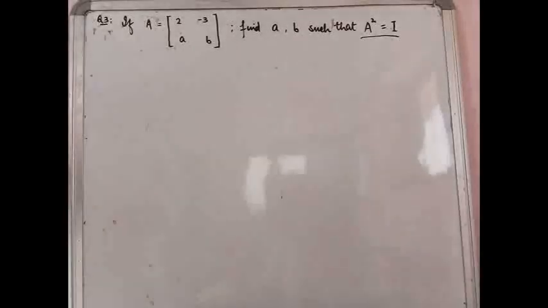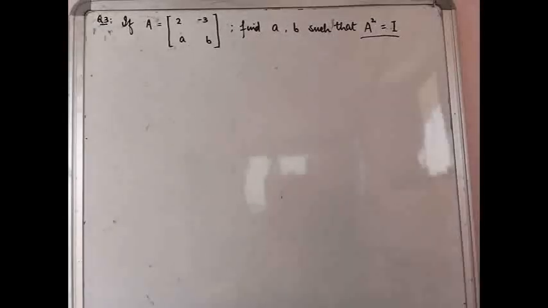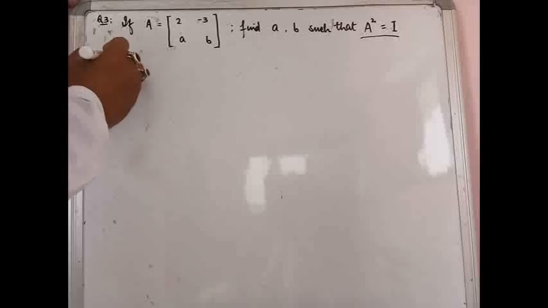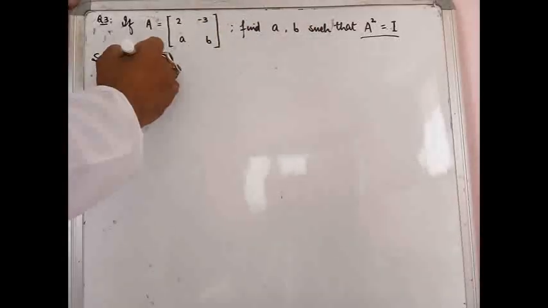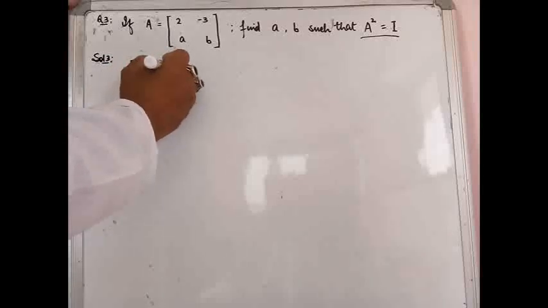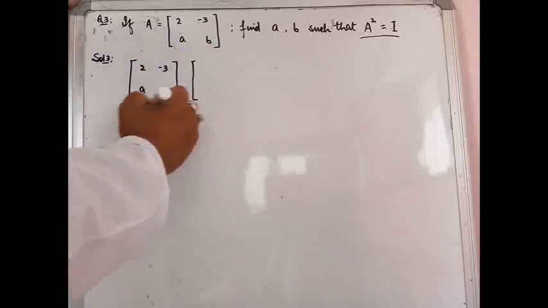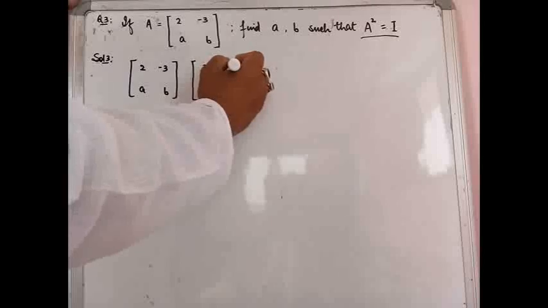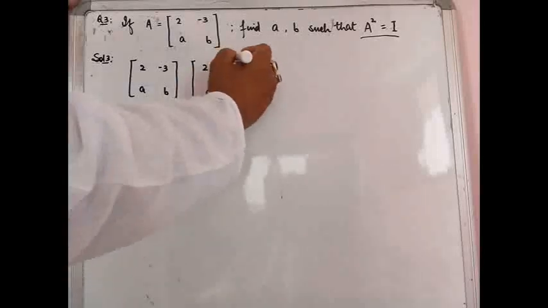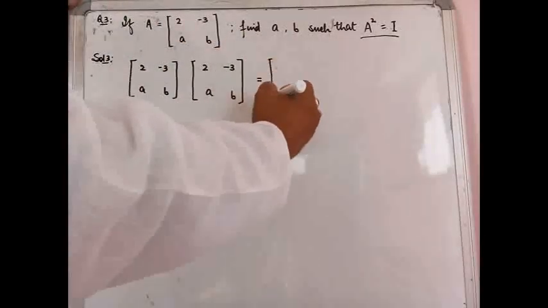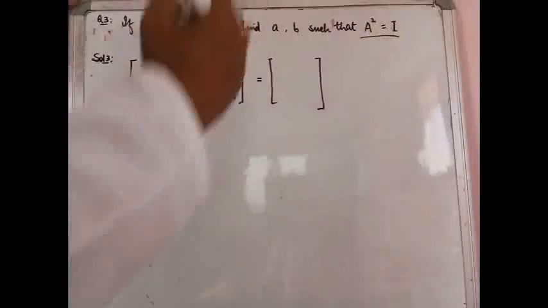If you remember, in the very first lecture we had discussed something like the identity matrix, in which all the elements of the principal diagonal are 1 and the remaining are 0. Let us find the solution to this question. According to what they have given, I am just going to write down 2, minus 3, a, b, that is my first matrix, multiplied by the second matrix, which is also the same. Because we have A square, that means A multiplied by A is going to give you an identity matrix.